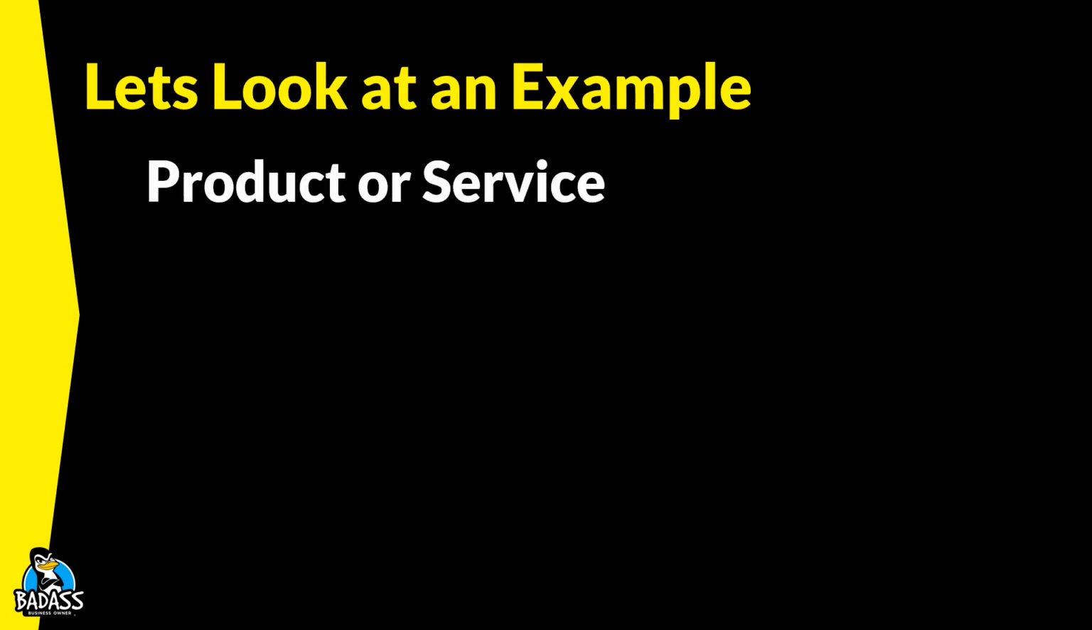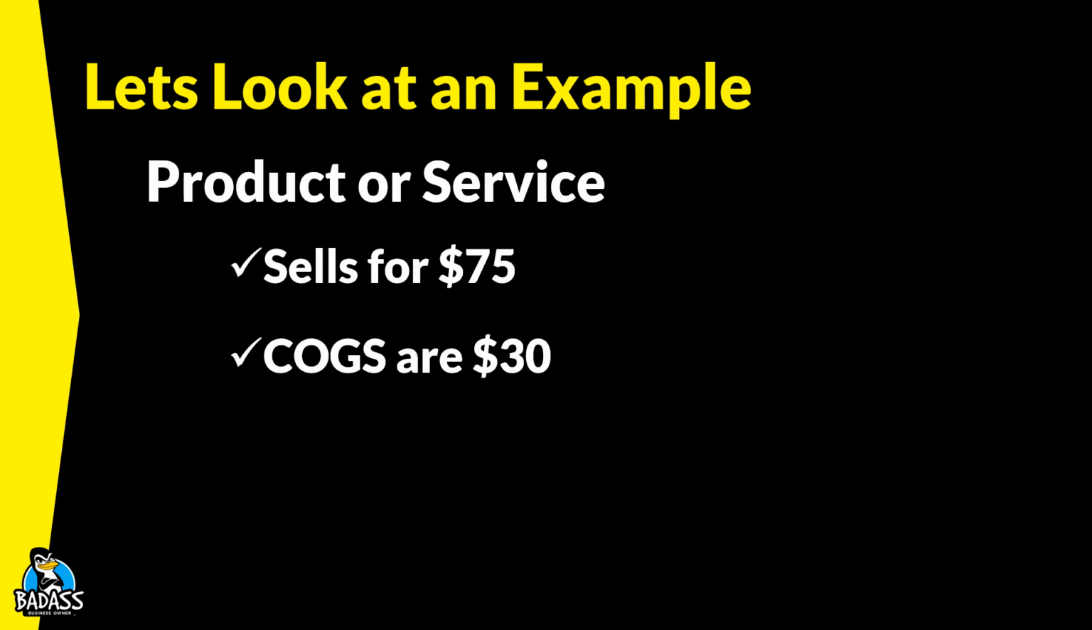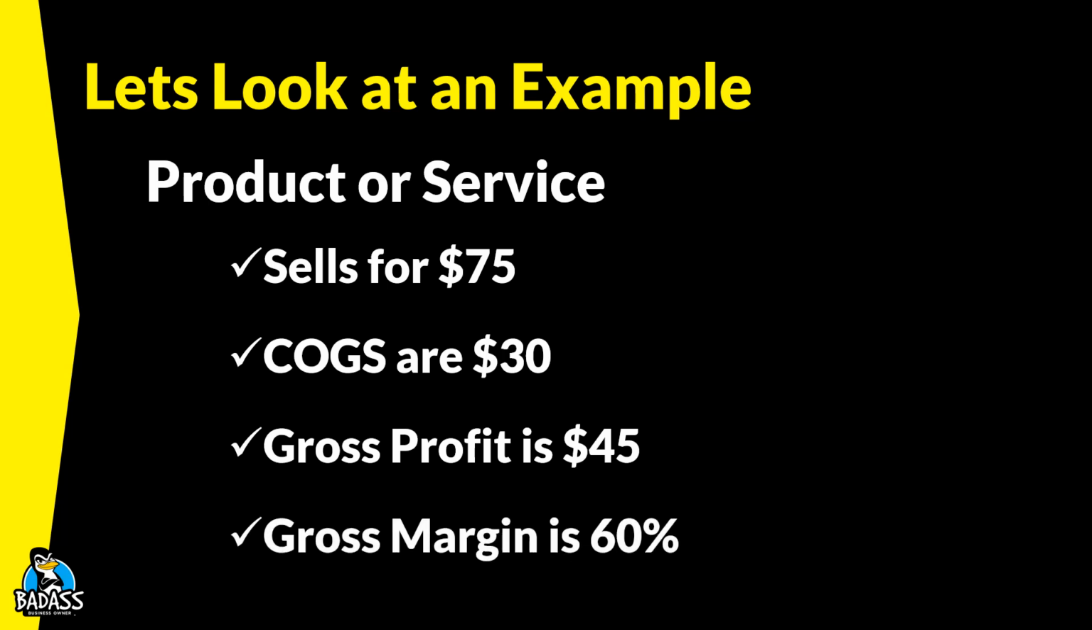Now let's take a look at an example of a product or service. Let's just say it sells for $75 and the cost of goods to make it is $30, which means we now have a gross profit of $45. Once again, this is before expenses. This means that our gross margin is 60%.